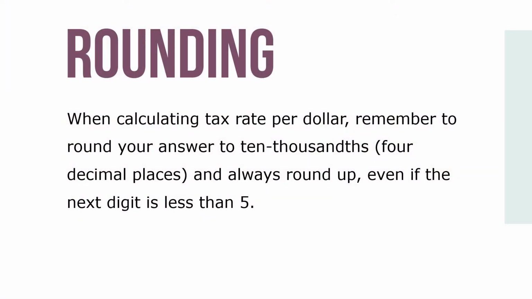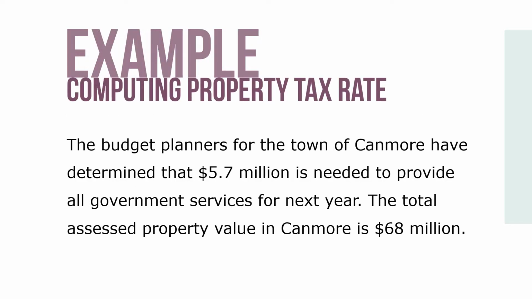When calculating tax rate per dollar, remember to round your answer to 10 thousandths, 4 decimal places, and always round up even if the next digit is less than 5. Here's an example. The budget planners for the town of Canmore have determined that $5.7 million is needed to provide all government services for next year. The total assessed property value in Canmore is $68 million.